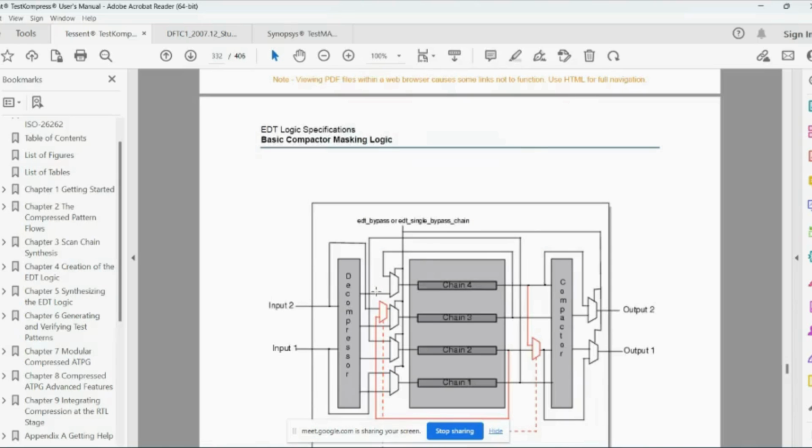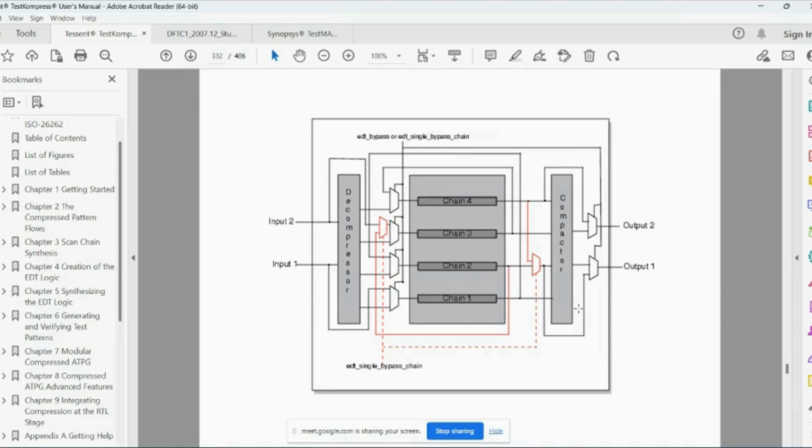So this is a simple understanding, making it a little bit smaller. It's a simple example with 4 chains, showing how muxes are added so that it will behave like the original chain, starting from this to this, this to this. You can understand how bypass is enabled. Without the decompressor and compactor, to make the original chain, input 1 has to go directly to one input of this mux. The decompressor output goes to the other input. Again, this select line is always the EDT bypass mode.